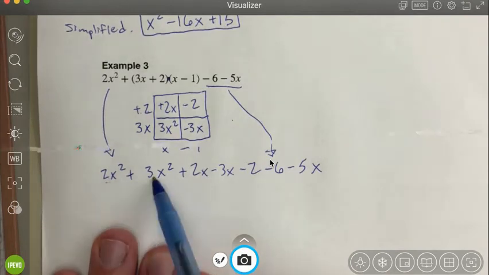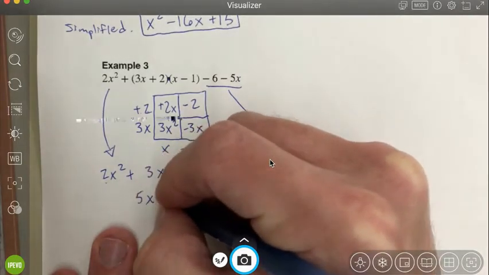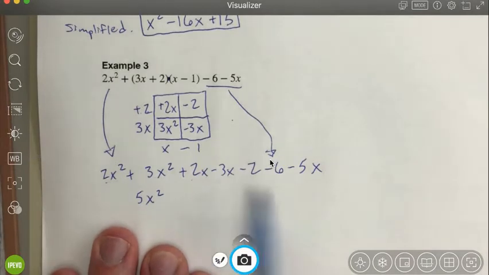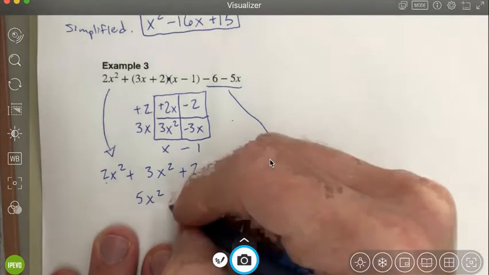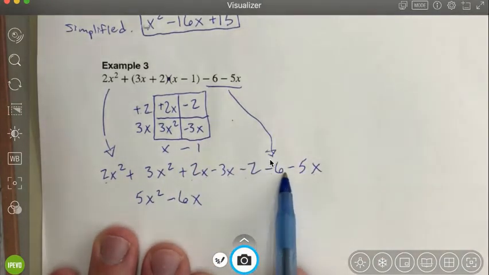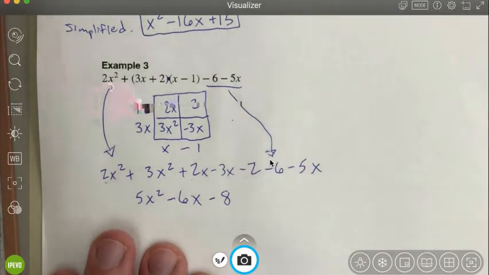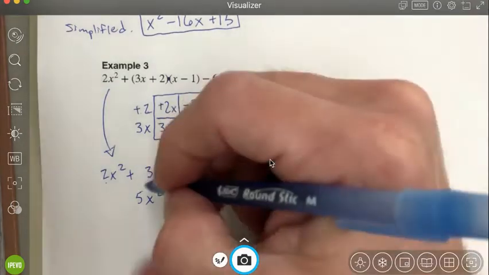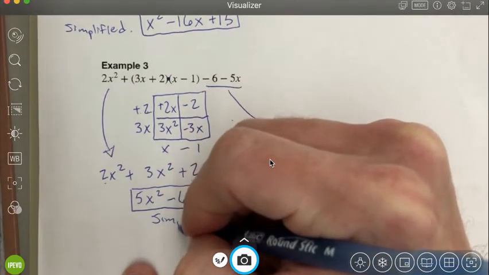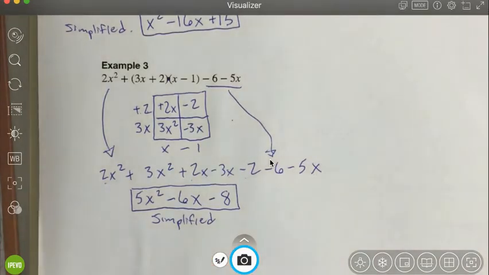I see an x squared and an x squared, so 2x squared plus 3x squared should be 5x squared. I see a 2x minus 3x, which would be negative 1x minus 5x more. So that'd be minus 6x total. And then I see a negative 2 minus 6, which would be negative 8. All right, so now I have this simplified form. And now my objective is to factor that.